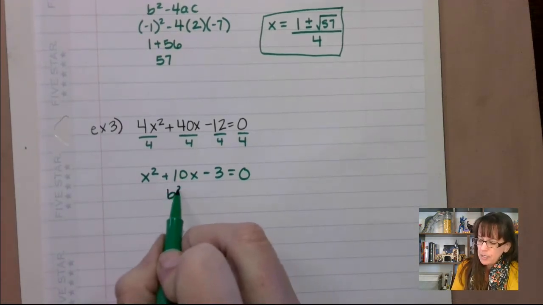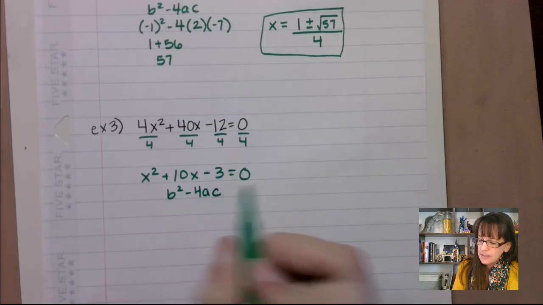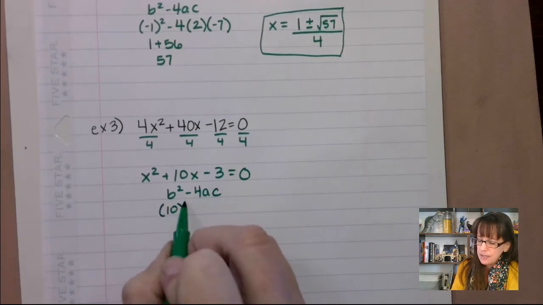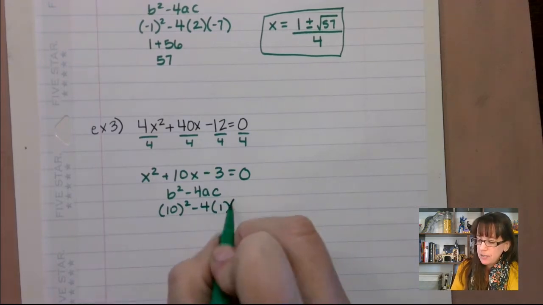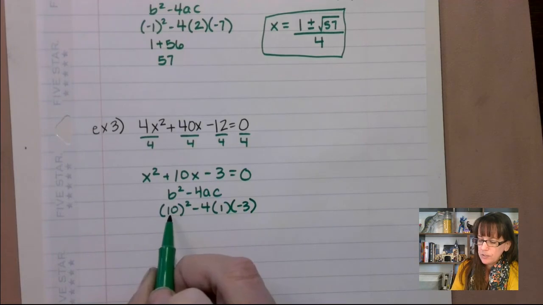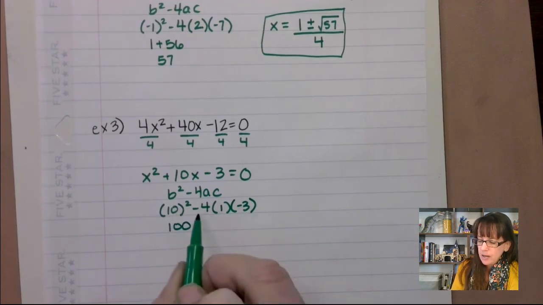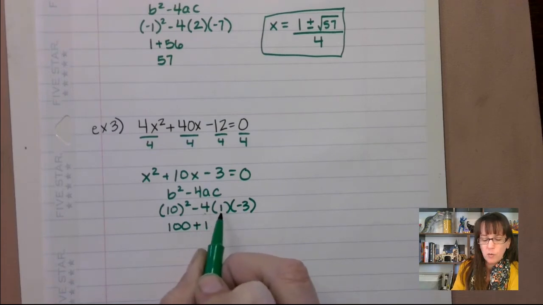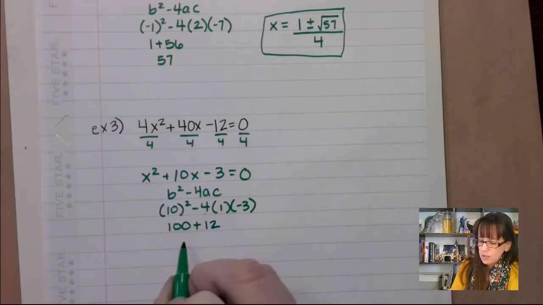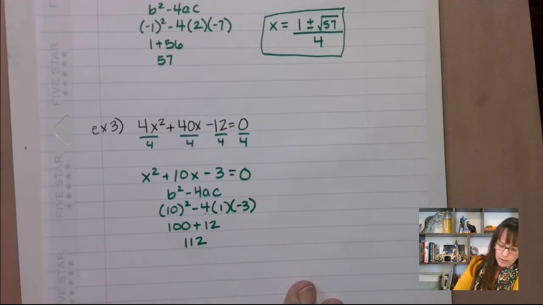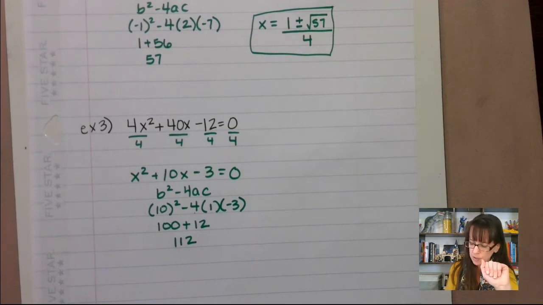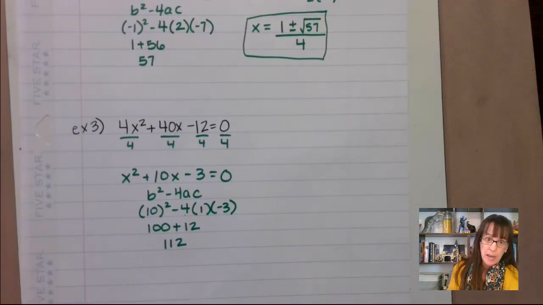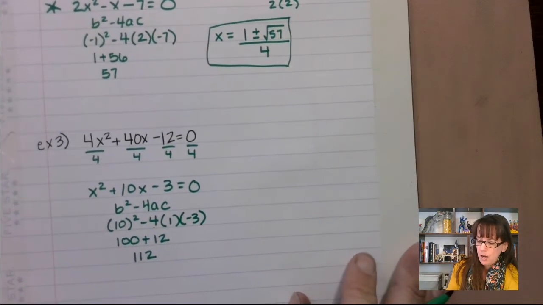Start with your discriminant, b squared minus 4ac, and our b is 10. So 10 squared minus 4 times our a, which is 1, and our c, which is negative 3. All right, so 10 squared is 100. Negative times a negative is a positive, so plus 4 times 1 is 4 times 3 is 12. So 112. Okay, so now that we've got our discriminant, we know it's positive, which means we're going to have two real solutions. Now that we have it, we're ready to use our quadratic formula.